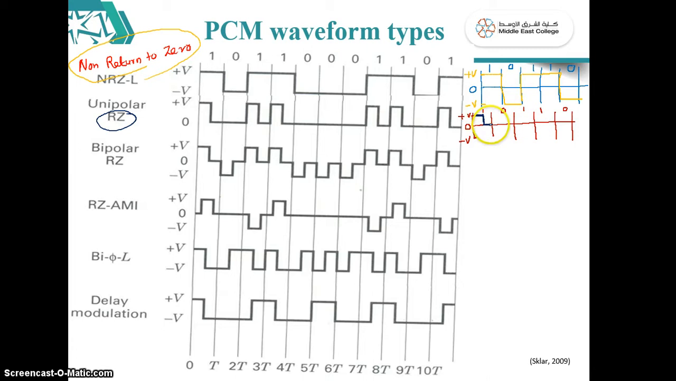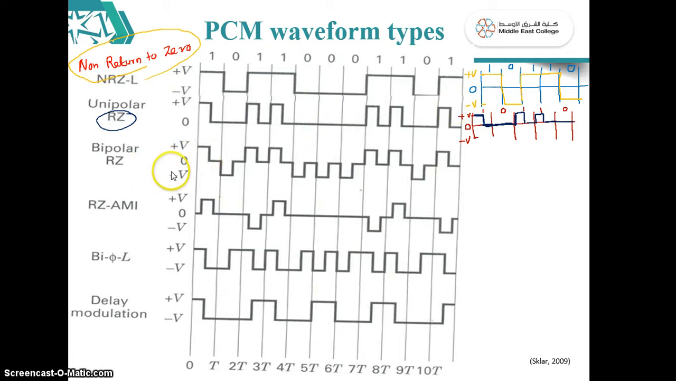Now 0 is represented by 0 because it is unipolar. 1 is again represented by 1, and before the end of the interval it should come back to 0. Again a 1 is represented by 1, and before the end of that bit duration it should come back to 0. A 0 is represented by 0. So this is called unipolar return to 0.